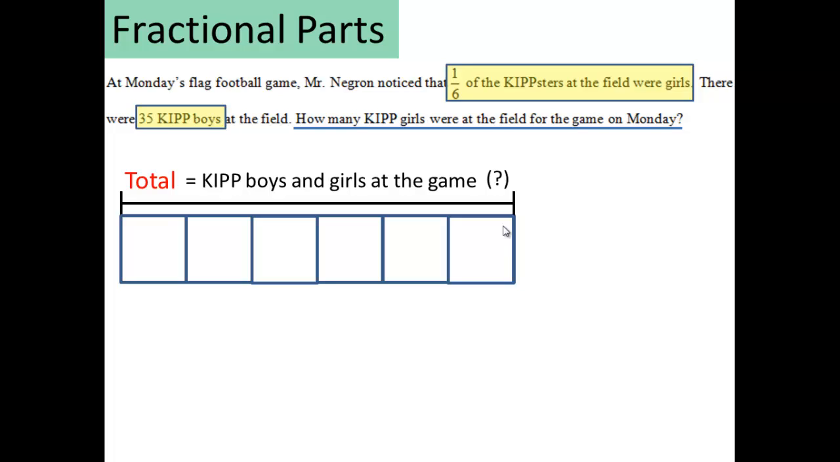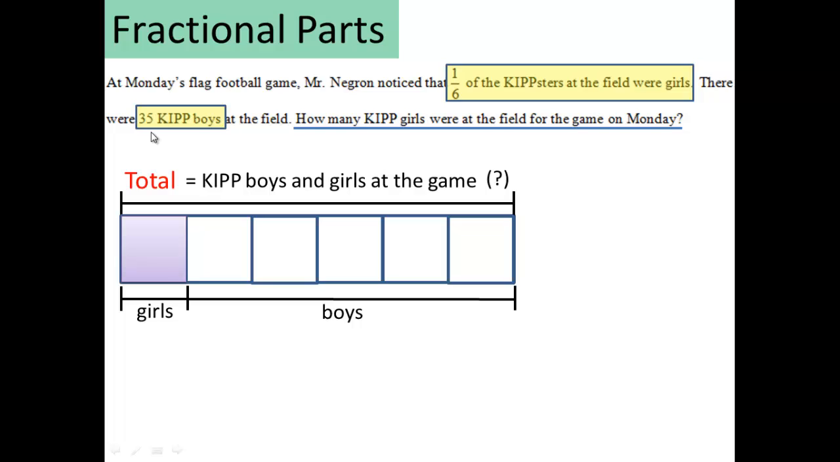Go ahead, call it out now. Yep, 6 is correct. And how many are we going to shade in? Go ahead, call it out. Yep, that's right, it's 1. And now go back to the problem and closely read it. What does the 1/6, this purple part here, what does that represent? Go ahead, tell me. Yep, it's the Kipsters at the field that were girls, so we're going to label that girls, and we're going to label the rest. Go ahead, call it out. Yep, that's the boys.